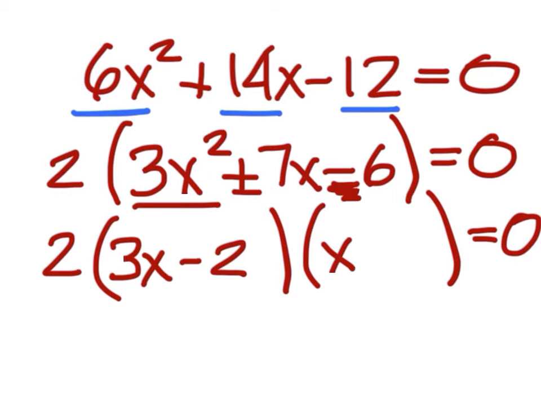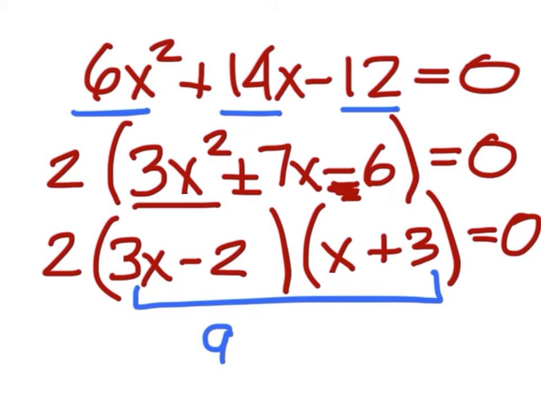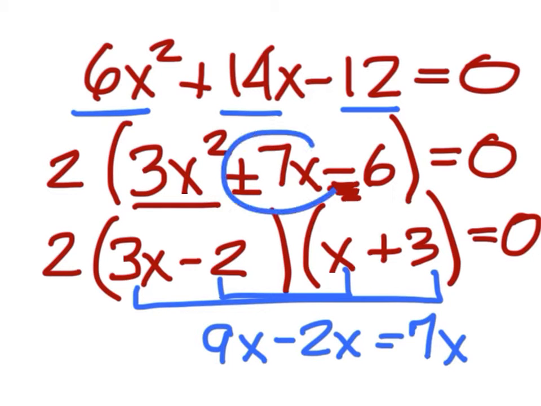well, not a minus 2. You want to try minus 2 plus 3? Did anybody try that? Okay, minus 2 plus 3. If we do that, we get a 9x and then a minus 2x. That is 7x. That's what we need here.